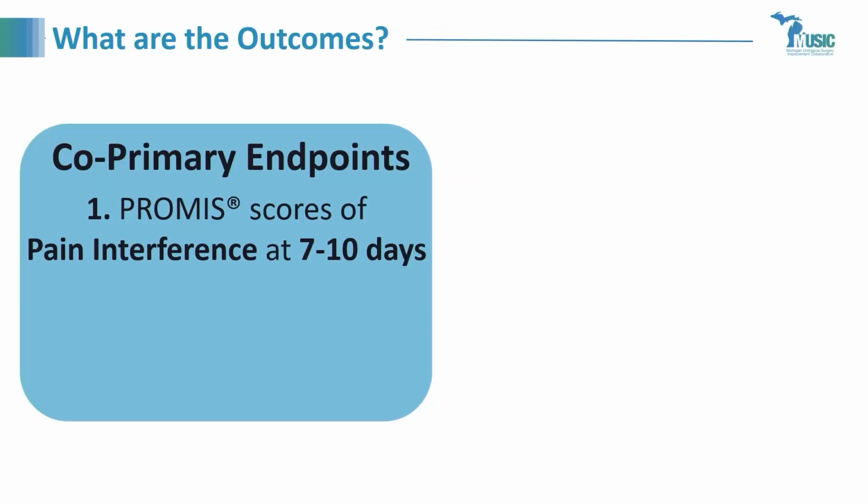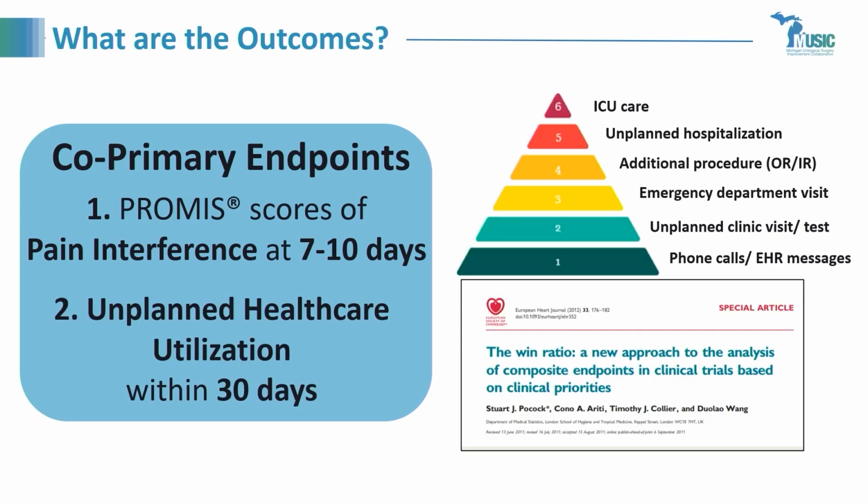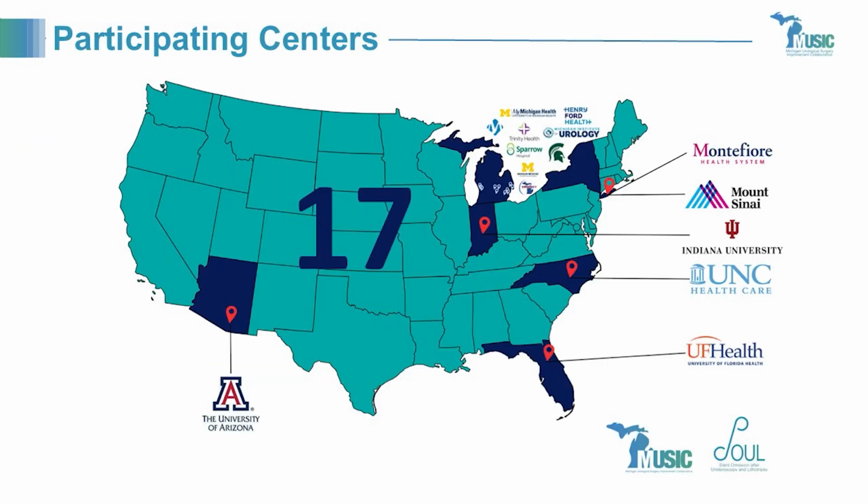Our co-primary endpoints are PROMIS pain interference scores at 7 to 10 days after surgery, and also unplanned healthcare utilization within 30 days, looking at a composite tiered hierarchical metric of increasing healthcare utilization based on the severity.